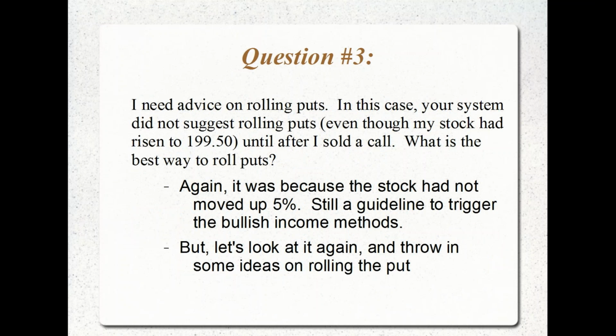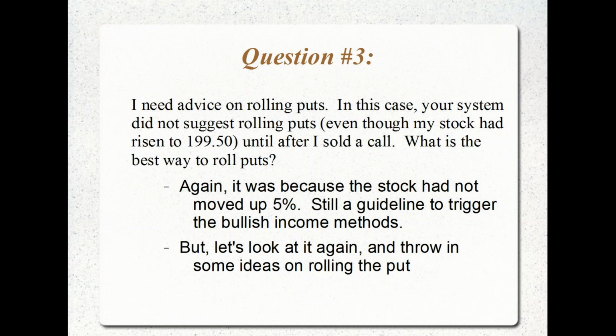All right. So following that, he says, I need advice on rolling puts as another potential adjustment. In this case, your system did not suggest rolling puts even though your stock was above the put strike price. What is the best way to roll puts? Again, it was because the trigger wasn't there. On a bullish income method, it looks for the stock to be 5% movement from your original purchase price. You're still hovering around 4.4. Also, there's other guidelines for income method number 4 that are in the blueprint that dictate when and how you would use it.